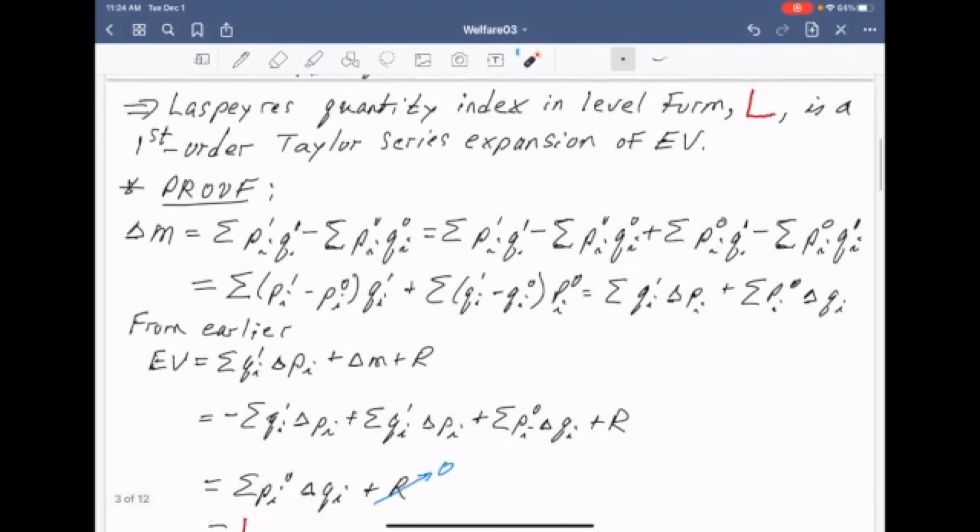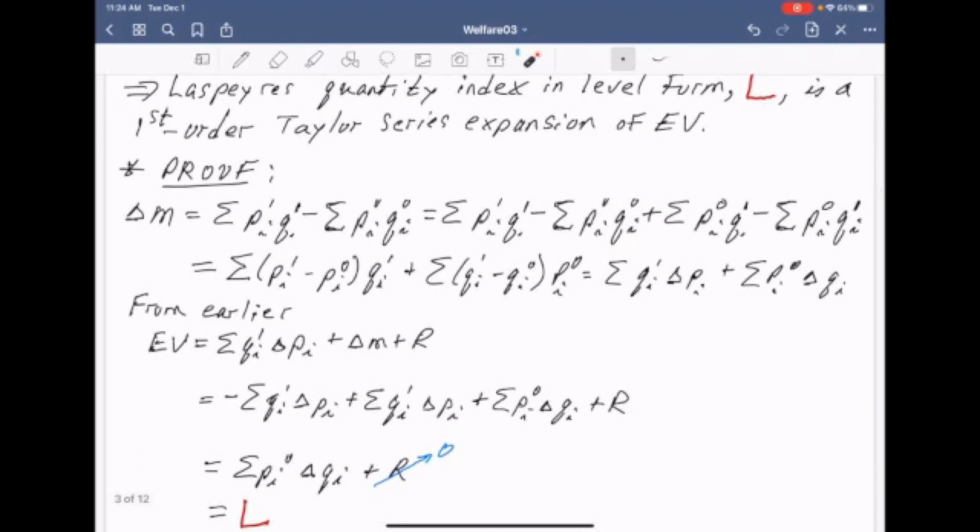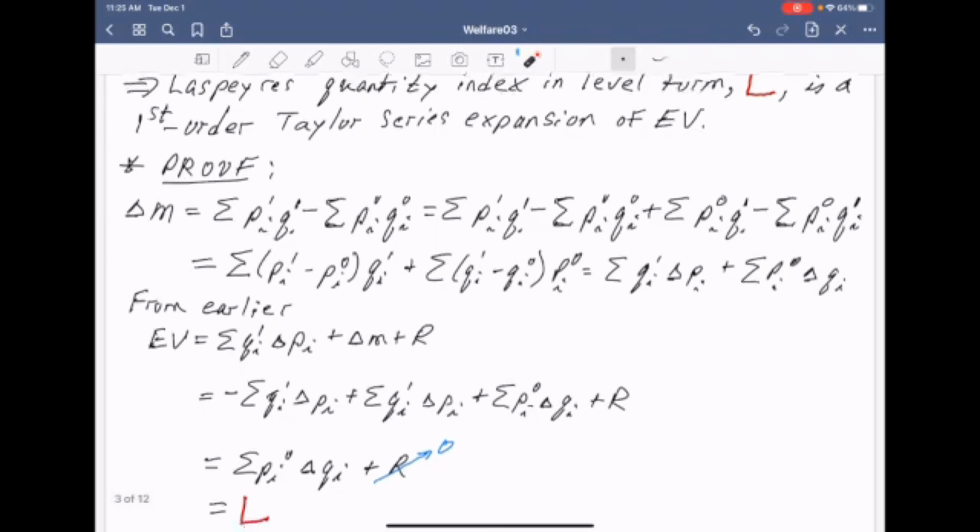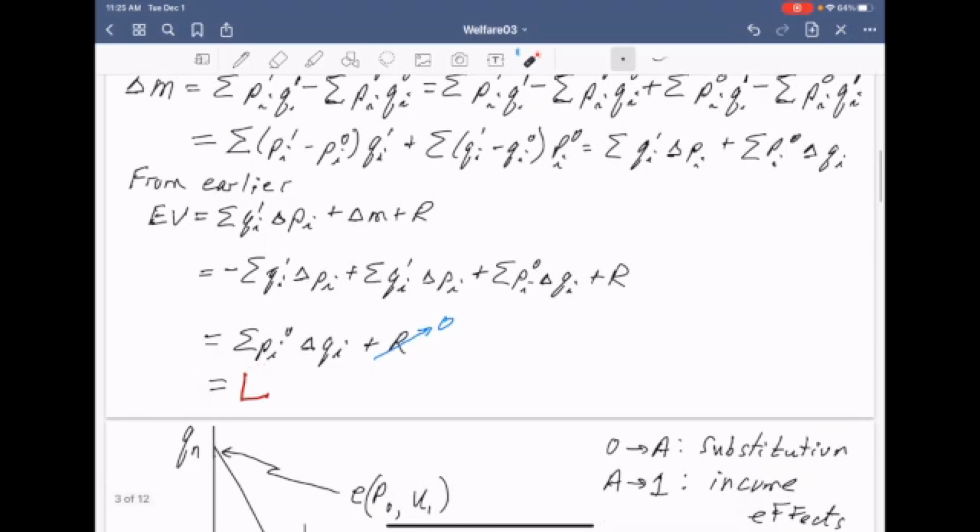Then from earlier we found that EV was the sum of Q_i in the future situation times the change in price plus that delta M. We substitute in the delta M and we get this expression here, including this remainder. When we clean that up, we find that EV is simply given by the sum of the current prices times the change in the quantities for each i. And that's our Laspeyres index. So the Laspeyres index is a Taylor series approximation of the equivalent variation.